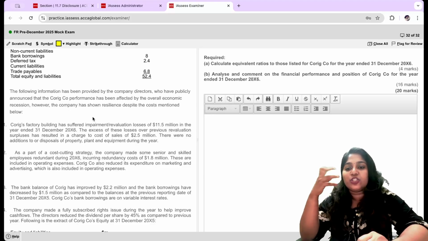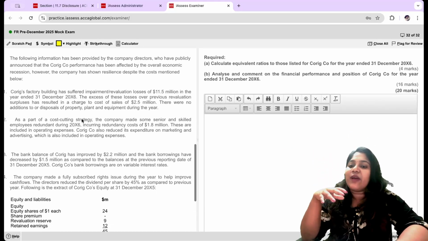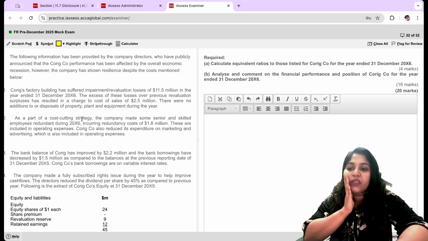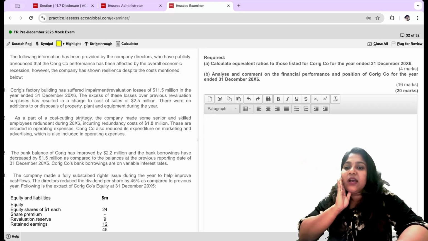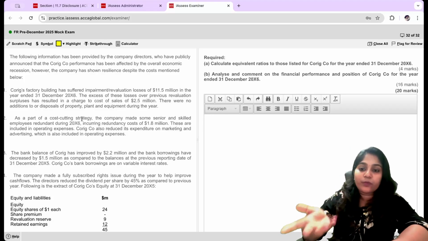However, the company has shown resilience despite the cost mentioned below. Okay. Corey's factory building has suffered an impairment revaluation loss of 11.5 million in the year ended 31st December X6. The excess of these losses over the previous revaluation surplus has resulted in a charge to cost of sales of 2.5 million. There were no additions or disposals to property, plant and equipment during the year.